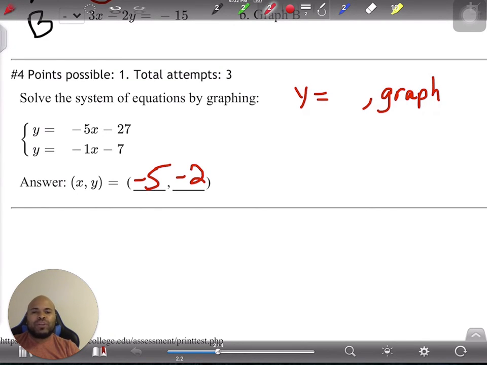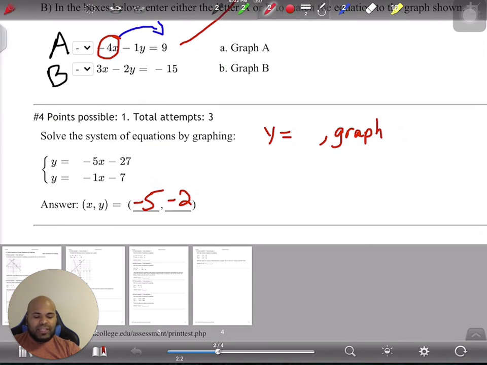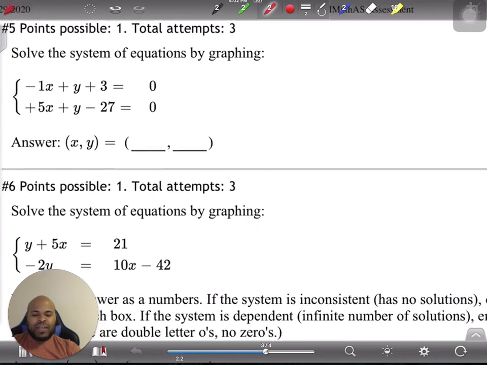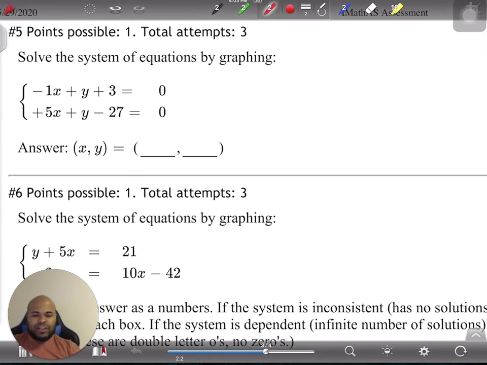You definitely want to use a graphing calculator for these types of problems until you learn how to do it algebraically, which we will in the next section. All right, the last problem. Are you ready for the last problem? I want to do this problem. Actually, I'm going to do 2 more.